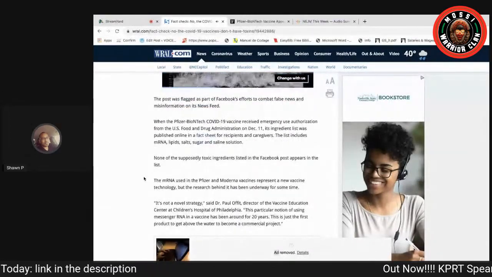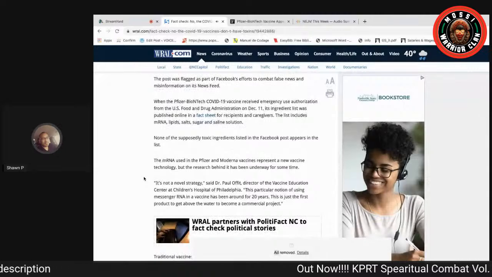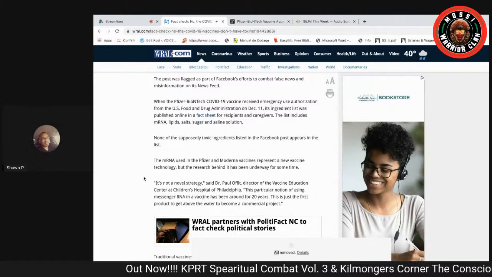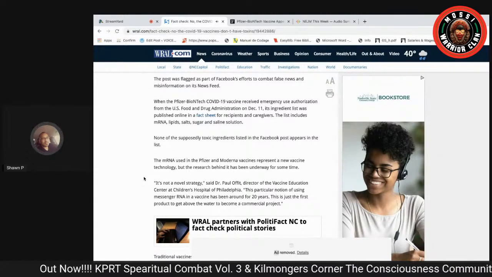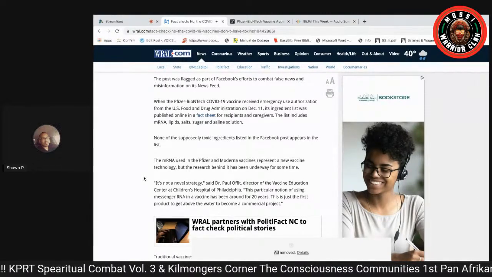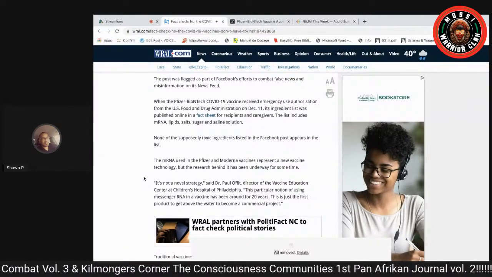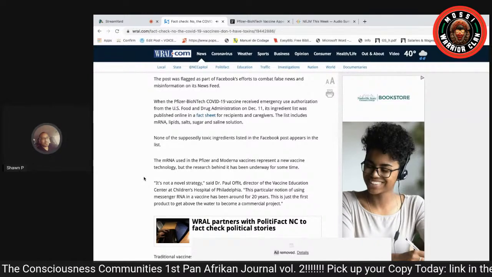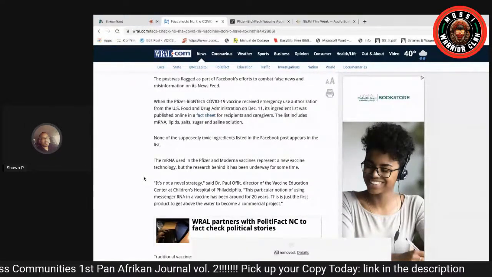When the Pfizer-BioNTech COVID-19 vaccine received emergency use authorization from the U.S. Food and Drug Administration on December 11th, its ingredient list was published online in a fact sheet for recipients and caregivers. The list includes mRNA, lipids, salts, sugar, and saline solution. None of the supposedly toxic ingredients listed in the Facebook post appears in the list.